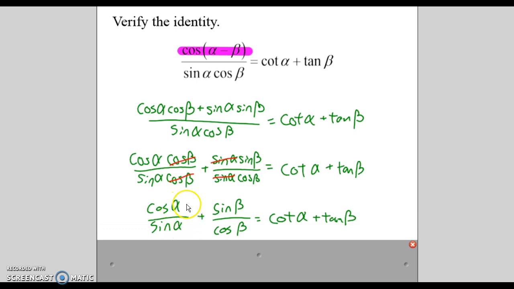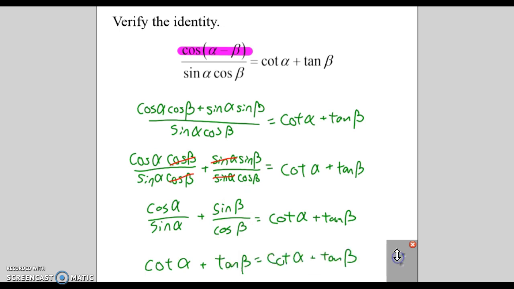Notice those are the same angle, which is nice. Plus sine beta over cosine beta. Again, those are the same angle, which is great. And now you can see that here's cosine of angle alpha over sine angle alpha, which is indeed equal to cotangent of angle alpha. Plus, and now I've got a sine beta over cosine beta, and that's equal to tangent of angle beta. And now both sides are exactly the same.